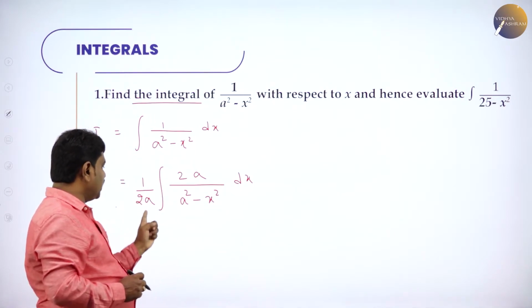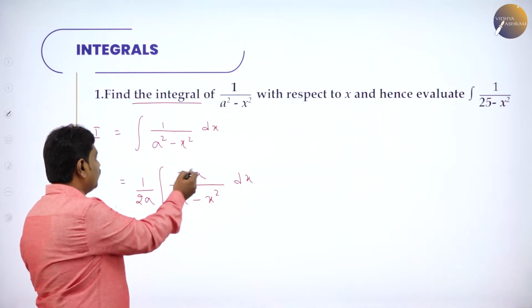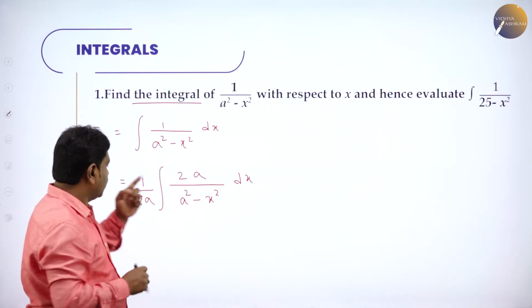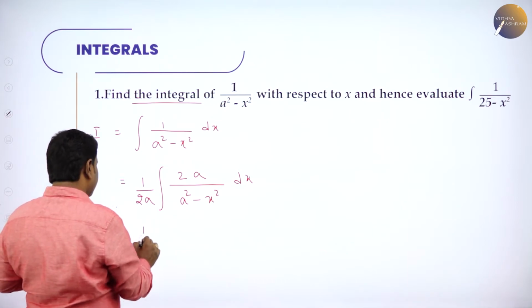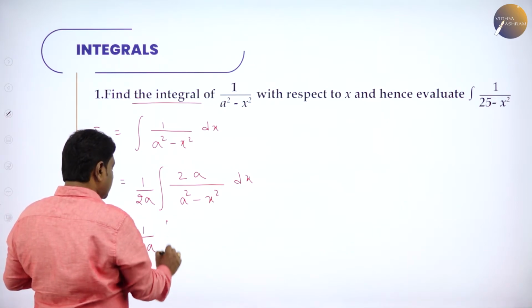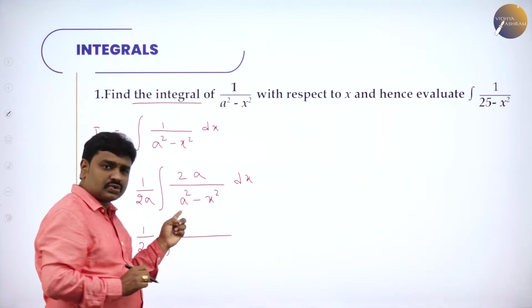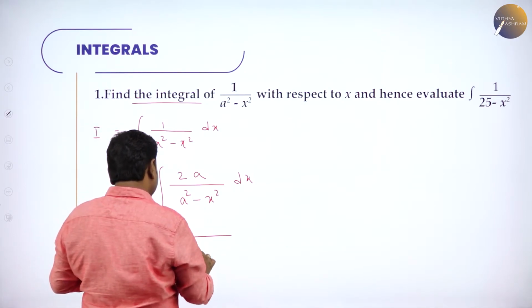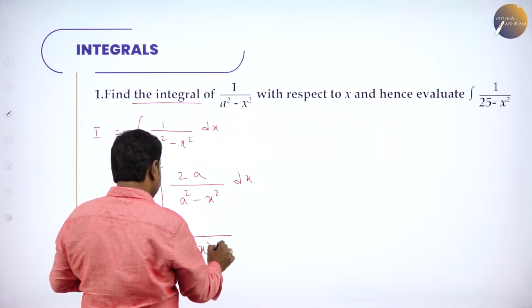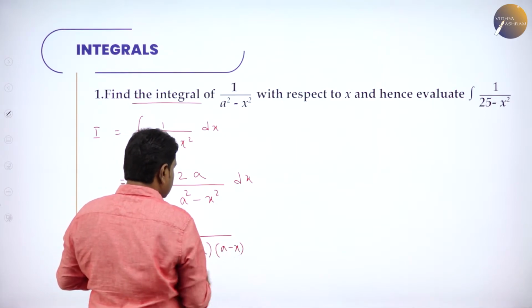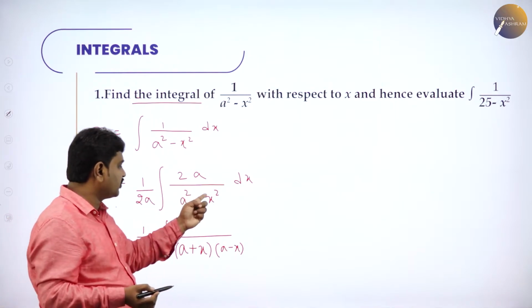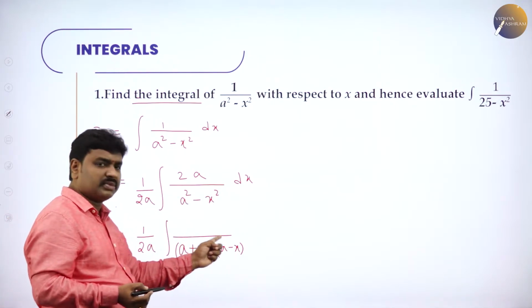Next step, I am dividing and multiplying by 2a. 2a, if it cancels, it will be 1. So divide and multiply by what? 2a. The numerator 2a, I'll write in terms of factors. The denominator, all of you know, a square minus x square can be written as a plus x into a minus x. Factors. All of you know, a square minus b square is a plus b into a minus b. Similarly, a square minus x square, can I write it as a plus x into a minus x?